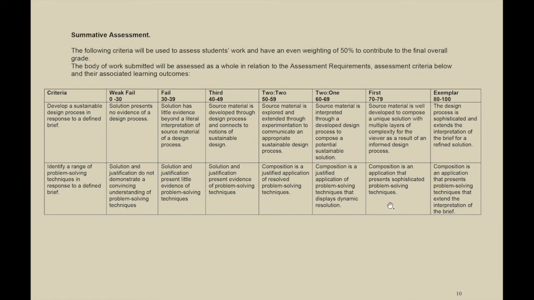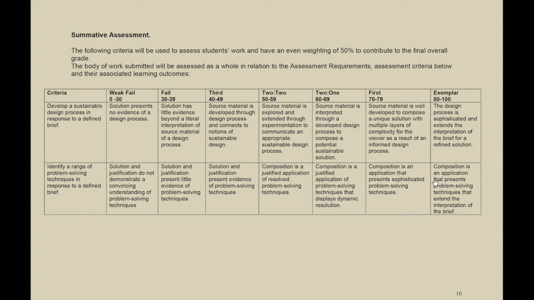So when we're talking about sophisticated problem-solving techniques here, we're talking about techniques that are refined and developed beyond initial ideas. So not here just trying 3 different ideas for fabrics and choosing the right one, but here it's like reimagining how the fabric could be used. And maybe trying several techniques and then testing those techniques and then refining them further. So we're looking at layers and layers here. Let's take a look at an exemplar.